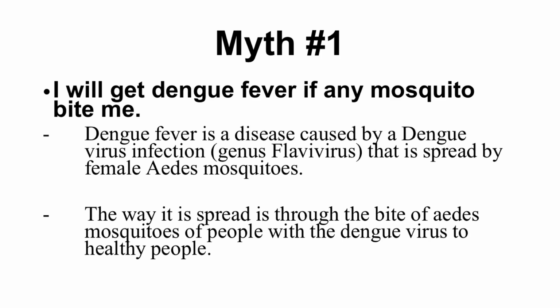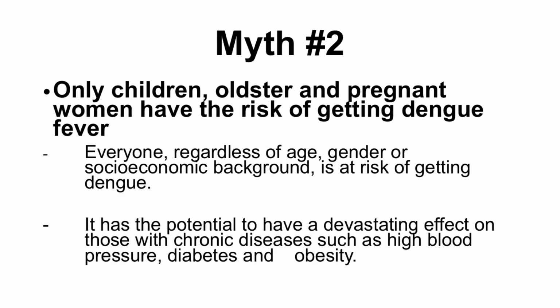The answer is, dengue fever is a disease caused by a dengue virus infection, a genus flavivirus that is spread by the female Aedes mosquito. So other than this mosquito, you wouldn't have dengue fever. The way it is spread is through the bite of an Aedes mosquito from people with dengue virus to a healthy person. The second myth is only children, older people, and pregnant women have the risk of getting dengue fever.